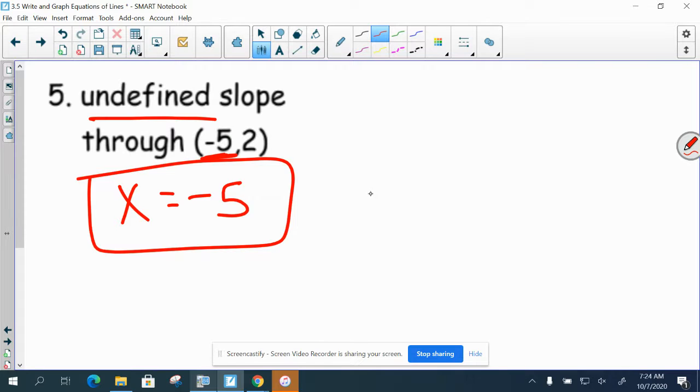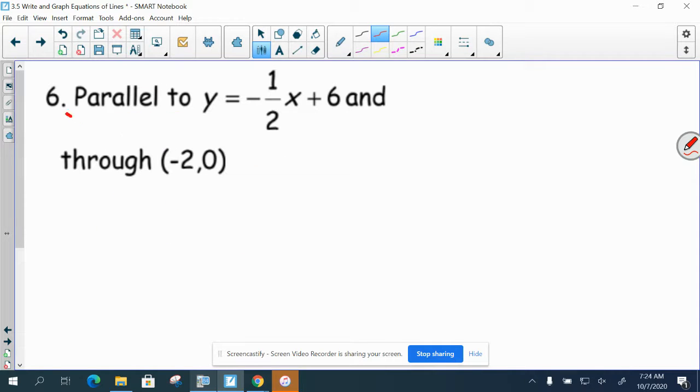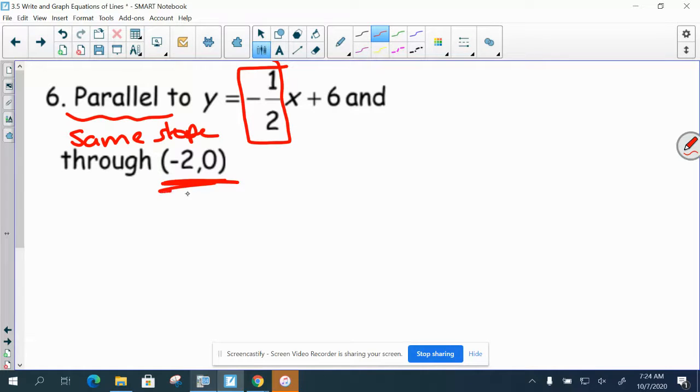And then next one, parallel to. So parallel to means same slope. So it's going to have this same slope, but it goes through this point. Now careful, this is not a y-intercept. This is actually an x-intercept, which is just another point. So we're going to have to do the same thing we did for number 4. So we'll start with, this would be our x, this would be our y.